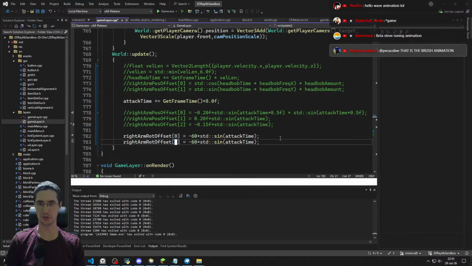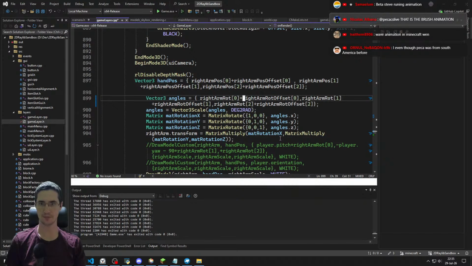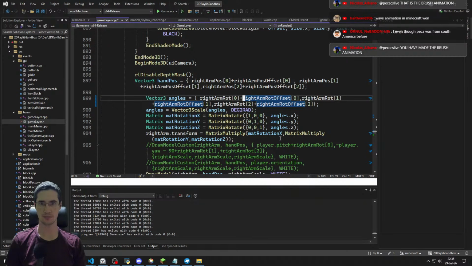Okay, let's do the other axis. Let's do the y-axis, which should be... Wait, this should have been up and down. This should have been up and down, chat. Why is it not up and down? Angles.